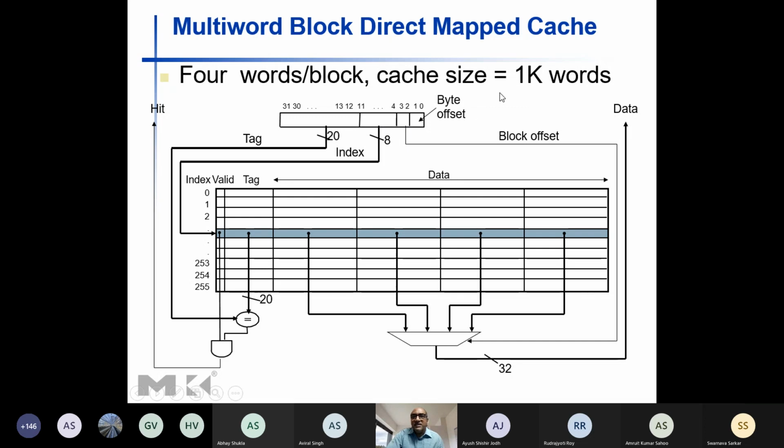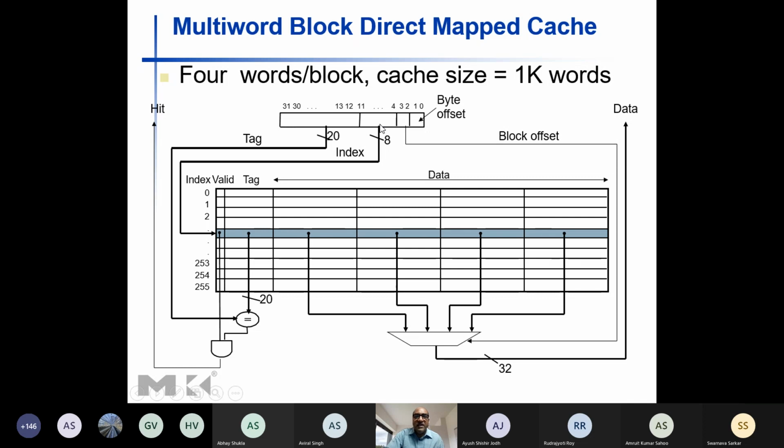And then the cache size equals 1 kilowords, that means 4 kilobytes, the same size as the previous one. But here the block size has been changed. Earlier the block size equaled 1 word, so the number of entries in the cache equaled 1024, because a block contained only 1 word. But here the block contains 4 words, so the number of entries in the cache will be 256. These 2 bits go to this side, so the remaining 8 bits are used to index the cache.